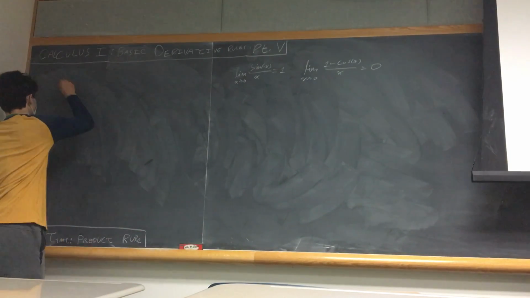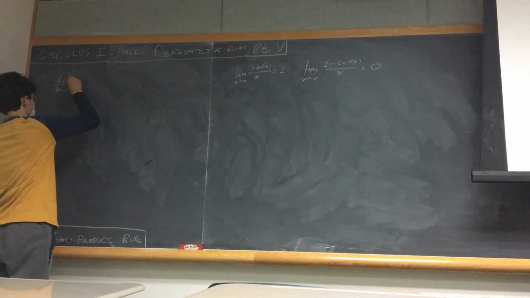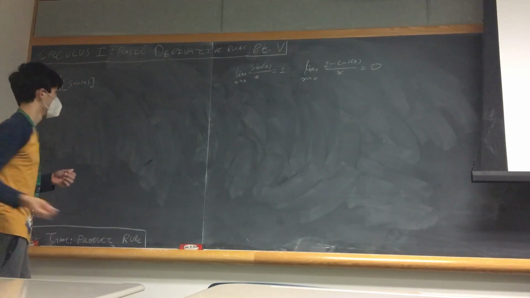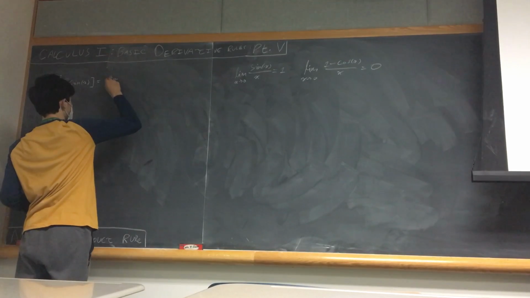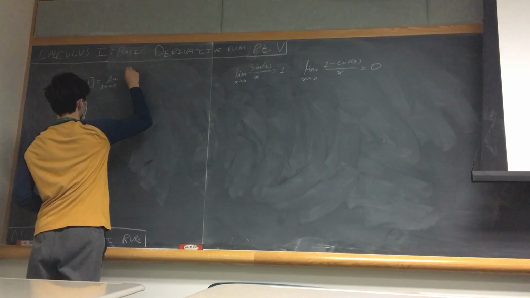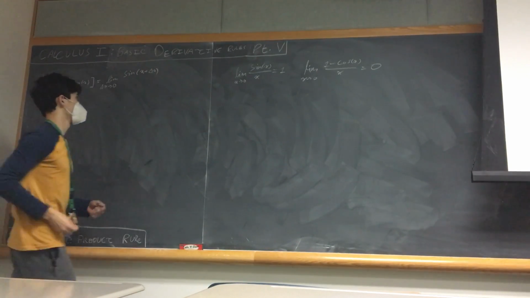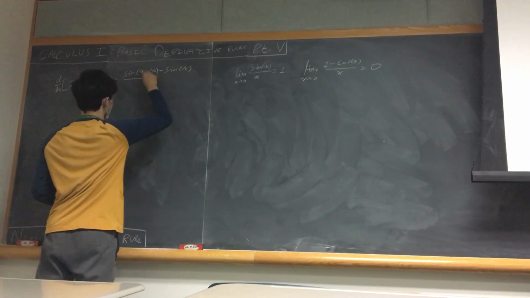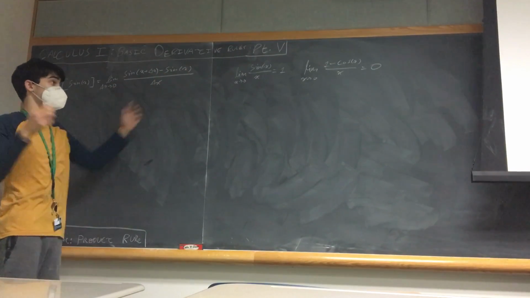So let's say we wanted to take the derivative of sine of x. We know that this is equal to the limit as delta x approaches 0 of sine of x plus delta x minus sine of x, all over delta x. And this comes from the limit definition of the derivative.